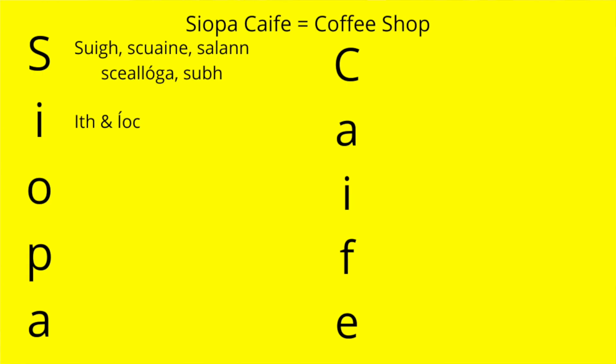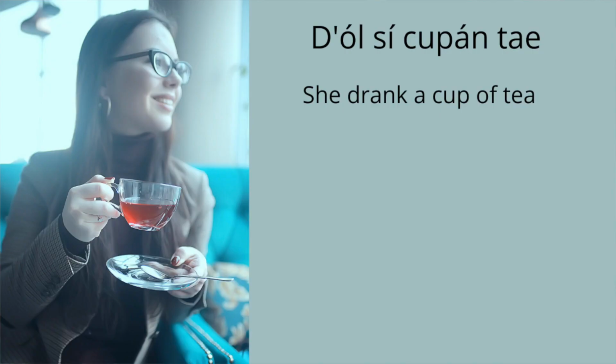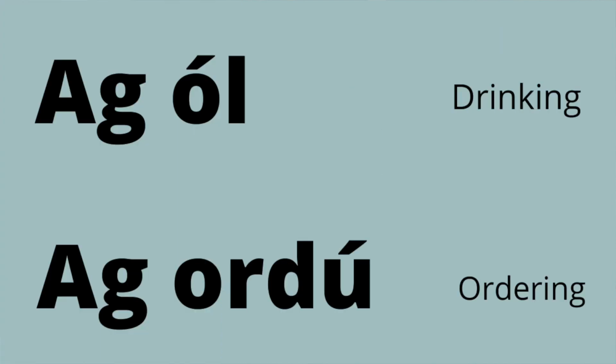Moving on to O. Another good verb here, of course. Ol, which is to drink, and ordig, which is to order. So, for example, dole she cup on tea. She drank a cup of tea. Of course, the verbal noun egg ol could be used as well here. That would be quite convenient. Egg ol is drinking. Just like egg ordu is ordering.